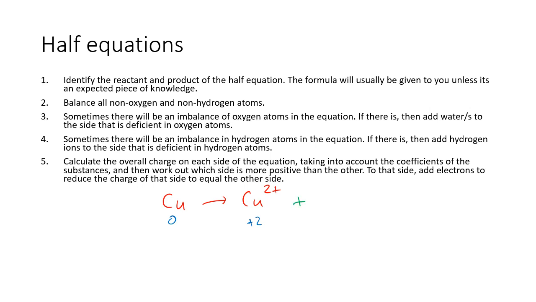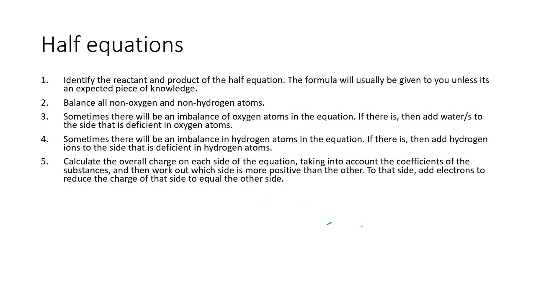So we need to add some electrons to reduce the overall charge of this side, the product side, to equal the reactant side, right? And how many electrons should we add? We should add 2 electrons because that would make a total of -2, and therefore this total would be 0, and that total would be 0 as well, and therefore we would have a balanced charge. Okay, let's try the next one.